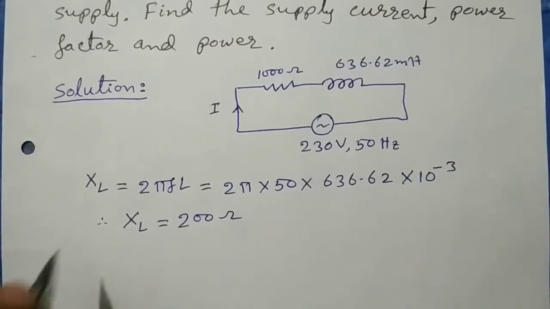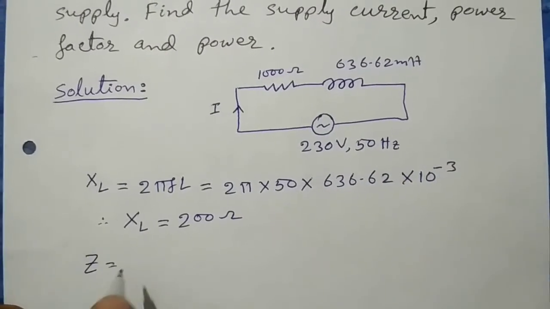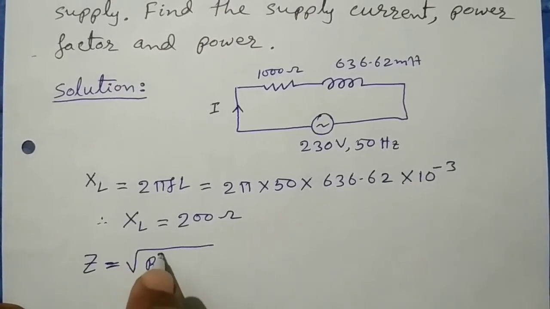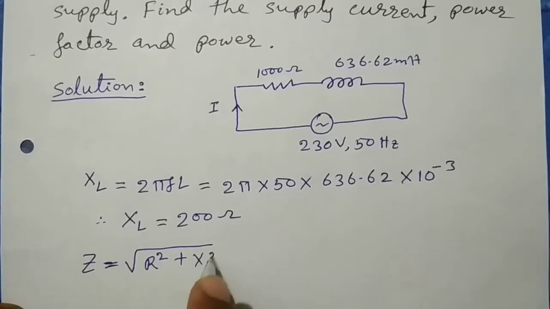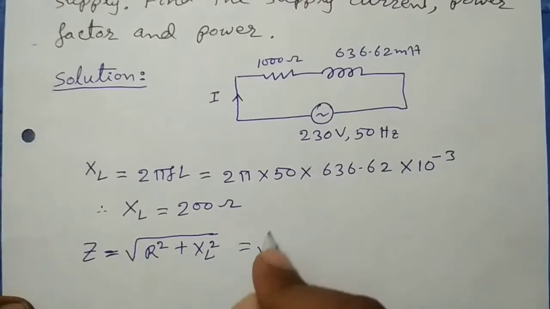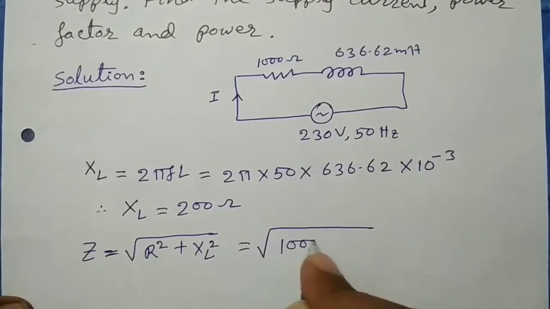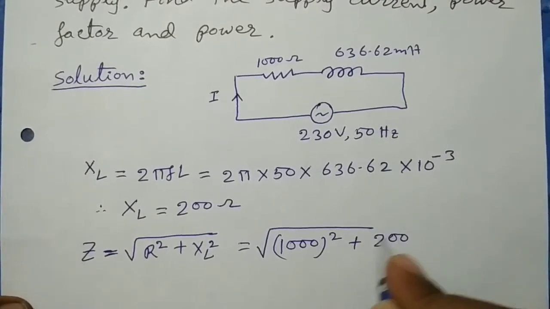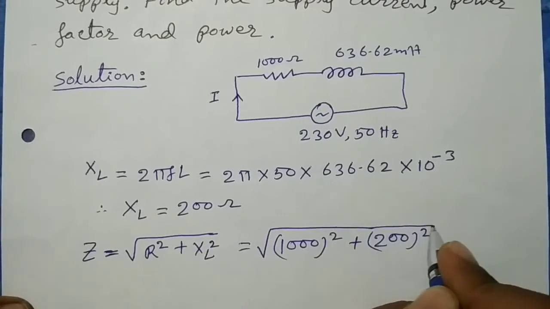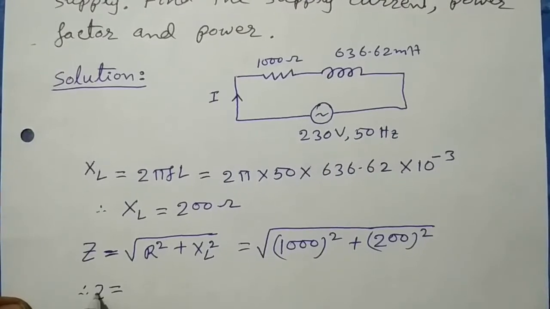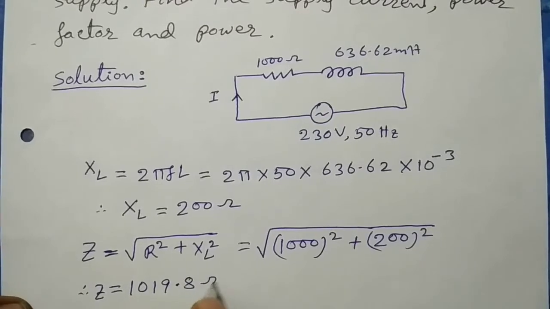Now find the impedance of the circuit, Z. We know that the impedance of a resistive inductive series circuit is square root of R square plus XL square. Here the value of R is 1000. So it is 1000 square plus XL is 200, so it is 200 square. And after simplification, the value of Z will be 1019.8 ohms.